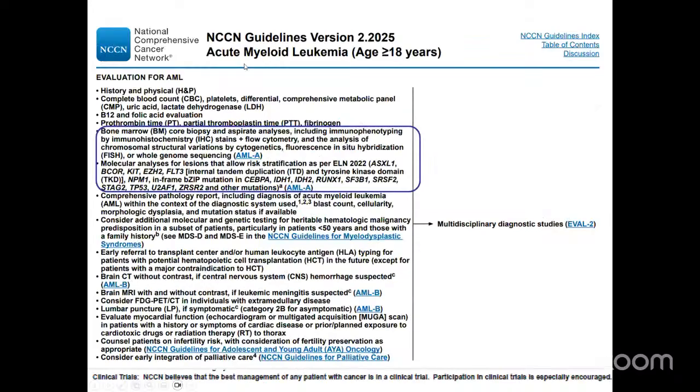Even in the NCCN guidelines, now the workup of an acute myeloid leukemia includes molecular analysis for lesions that allow risk stratification per the ELN guidelines. And they have named a few. However, most of the time you want to do a bigger panel so that you can tell about the prognosis of the disease as well.